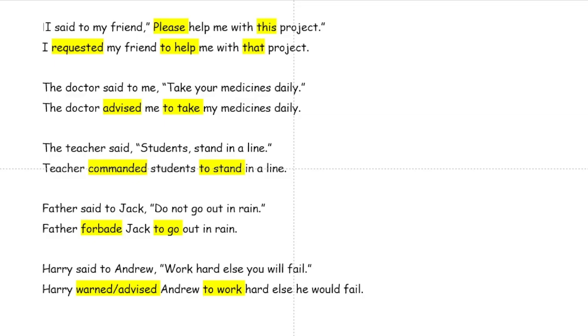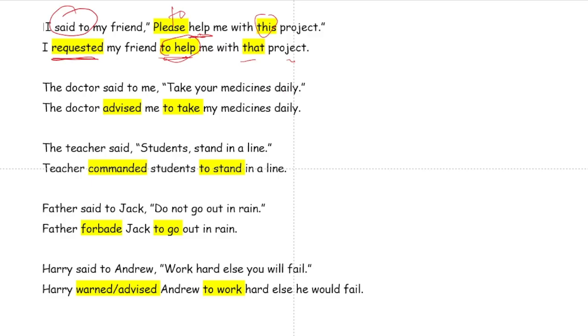Example 1. I said to my friend, please help me with this project. Now, please is a request. So this whole said to will change into requested. I requested my friend to help. Now, do you remember infinitive, to plus verb? Here the main verb is help. So with this main verb, I'm supposed to add to. So it will change into an infinitive: to help me with that project. Clear? Okay.